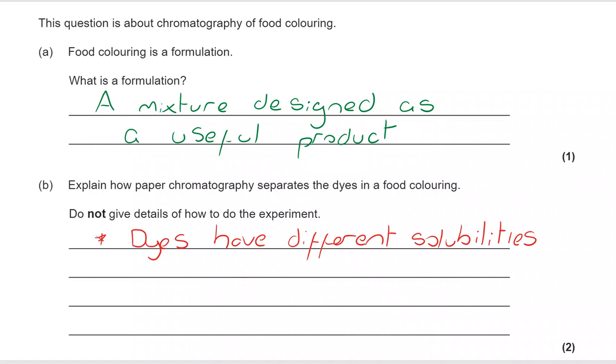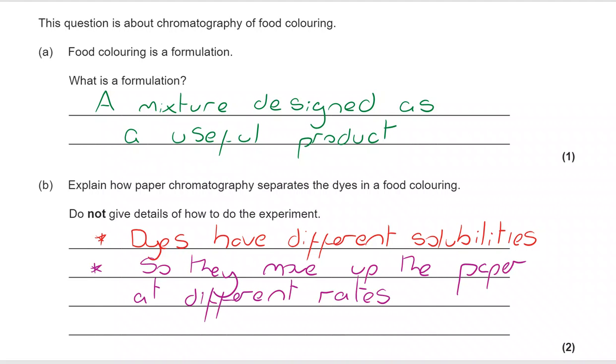So, different dyes have different solubilities. They all dissolve by differing amounts. Some are very soluble, some are pretty insoluble. And that will determine how far they move up the paper. The more soluble a dye is, the further up the paper it will travel.